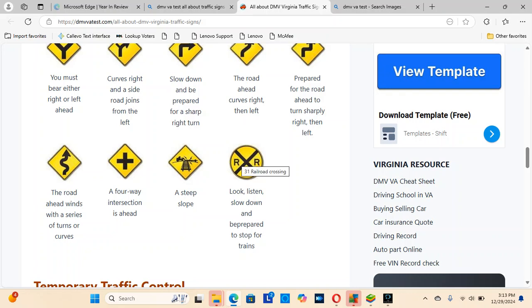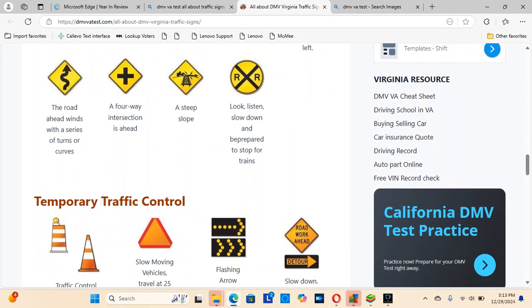This railroad sign is pretty much universal. But you have to stop, listen, and slow down. Be prepared to stop for trains.